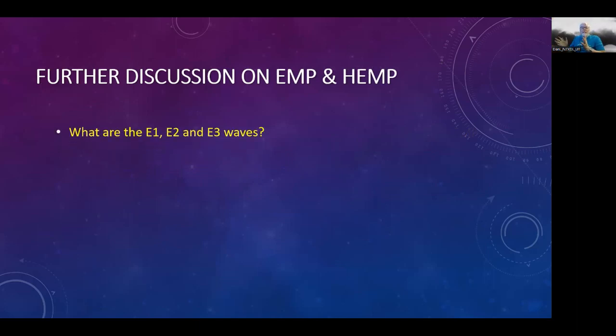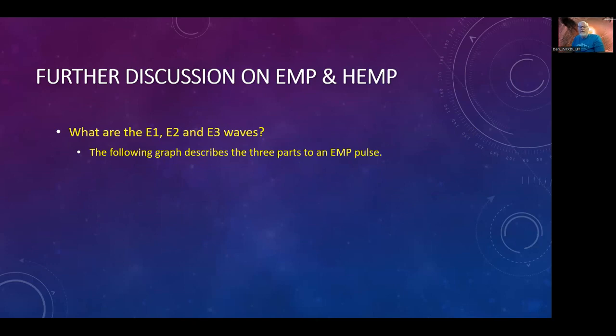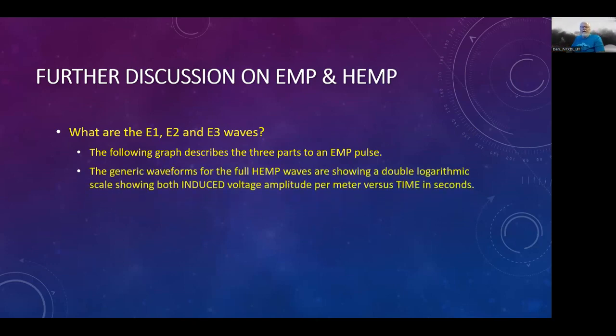So we've talked about the E1, E2, and E3 waves. What are they exactly? Well, we're going to discuss that. I'm going to show a graph that shows the three different parts of an EMP pulse and consequently an HEMP. You'll notice that the HEMP waves are shown on a double logarithmic scale, and I'm going to explain what that is. It shows both induced voltage amplitude per meter versus time in seconds.